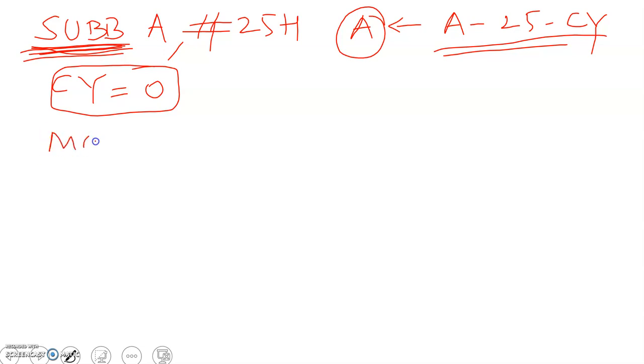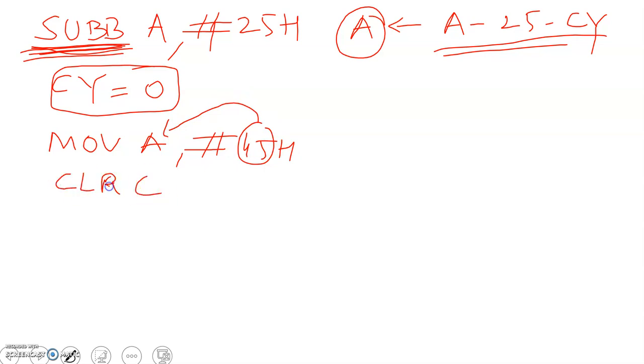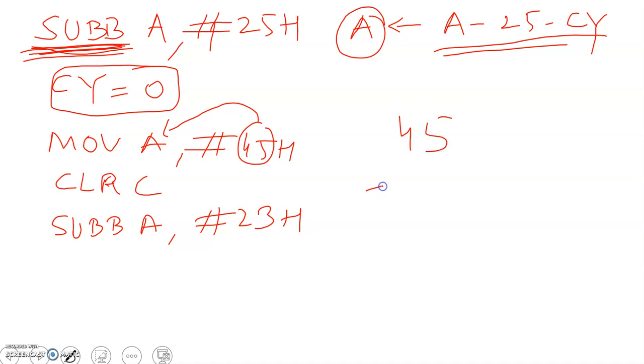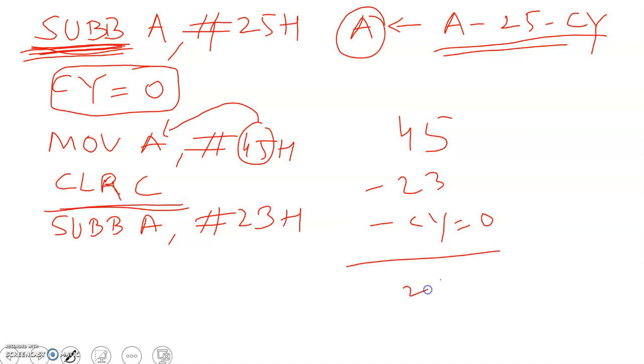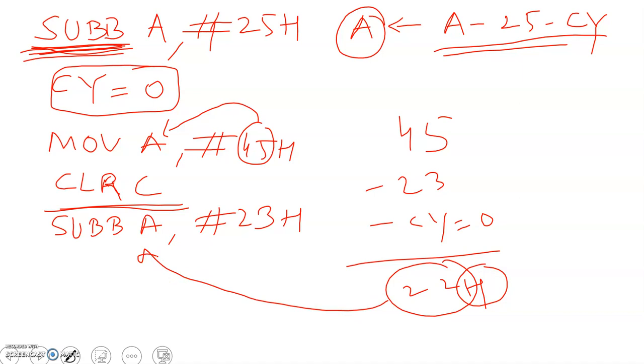So take one simple example: MOV A, #45H. So this puts the value 45 into A. Then CLR C. I'm trying to do an 8-bit subtraction here. Then SUBB A, #23H. So 45 minus 23 minus the carry flag, which is equal to 0, which I have cleared. So 45 minus 23, you get 22. This 22H is the answer, which is stored in A. Okay, so this is quite simple.